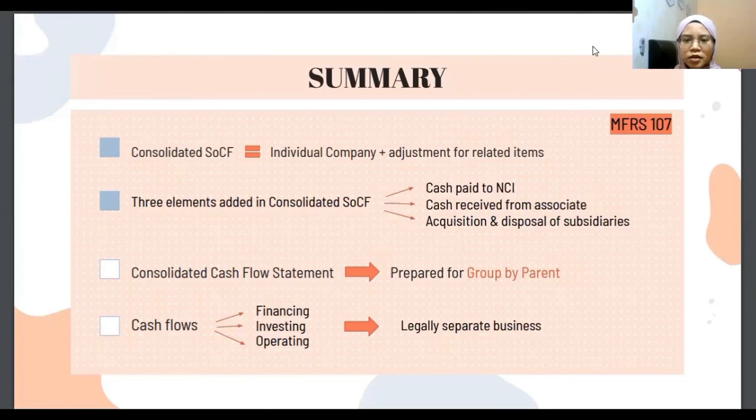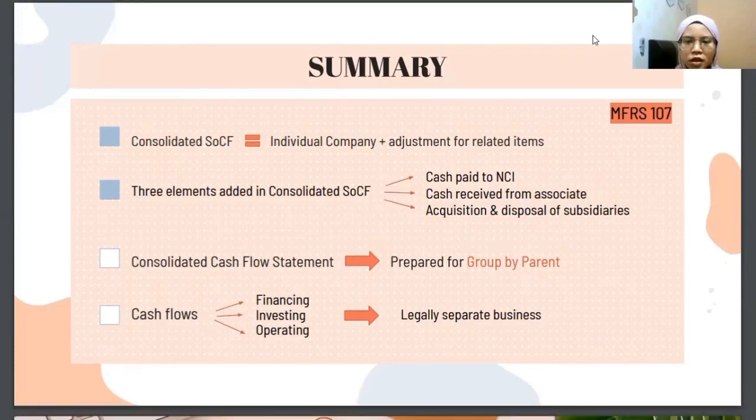Thank you, Fatana. So I will conclude this chapter. This chapter refers to MFRS 107. The statement of cash flow shows how much cash is generated and used during a given time period. The consolidated statement of cash flow is just the same as what we do for an individual company, with specific adjustments for the related items, as what we highlighted before, such as cash paid to NCI, cash received from associate, and acquisition and disposal of subsidiaries.